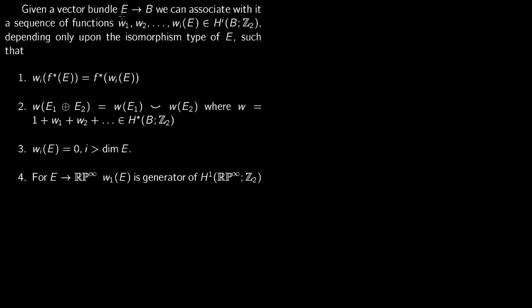So say you're given a vector bundle E, you have a projection map, and with it you can associate a sequence of classes W1, W2, and so on, where W1 lies in H1, W2 lies in H2, then Wi lies in Hi, this cohomology group. And from these cohomology groups you can construct your standard graded ring, which is nothing but the direct sum of cohomology groups. So depending upon the isomorphism type of E, you can have certain axioms.